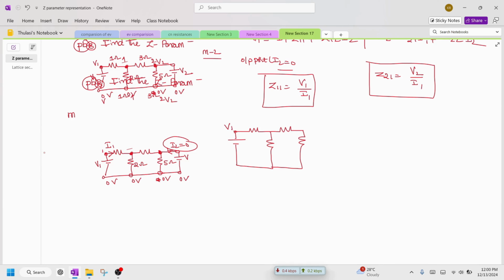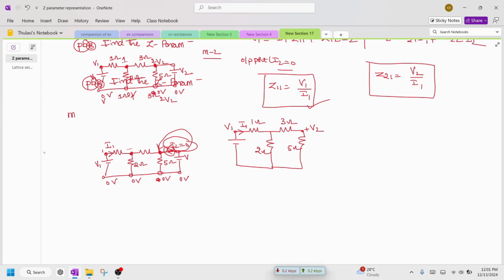So this is V1. Here it is 1 ohm, here it is 2 ohm, here it is 3 ohm, here it is 5 ohm. Whenever the current in this branch becomes 0, the voltage at this point will be shifted to this point. So therefore the voltage at this point is once again V2. This is how we got the network, and the total current flowing in this branch is I1. We need to find out V1 by I1.